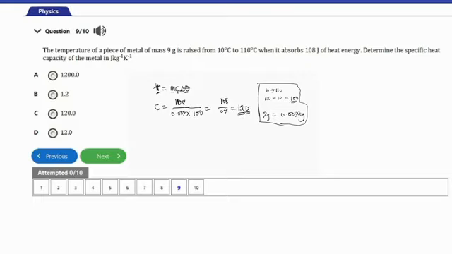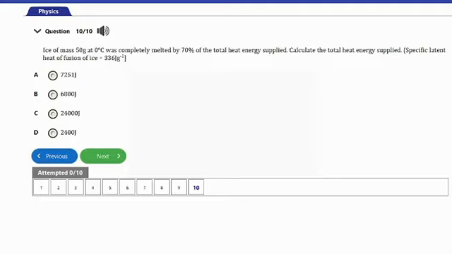Let's go ahead and consider the next and last question, guys. So that's question number 10 here. It says, ice of mass 50 grams at 0 degrees Celsius was completely melted by 70% of the total heat energy supplied. Calculate the total heat energy supplied. So let's take specific latent heat of fusion of ice to be 336 joule per gram. So guys, again, since we have the specific latent heat here in joule per gram, we are going to leave the mass in gram. We are not going to convert it.